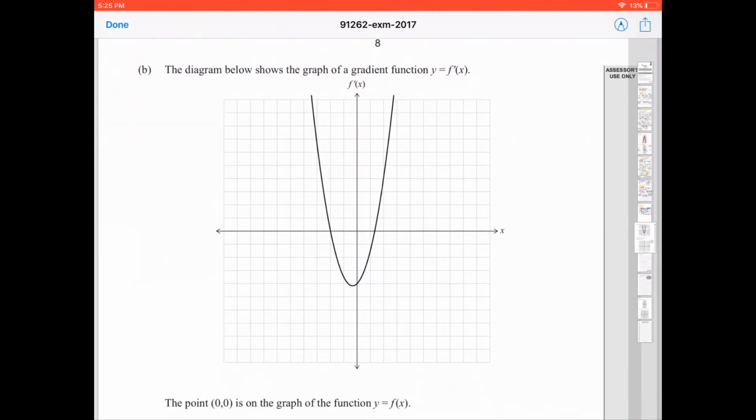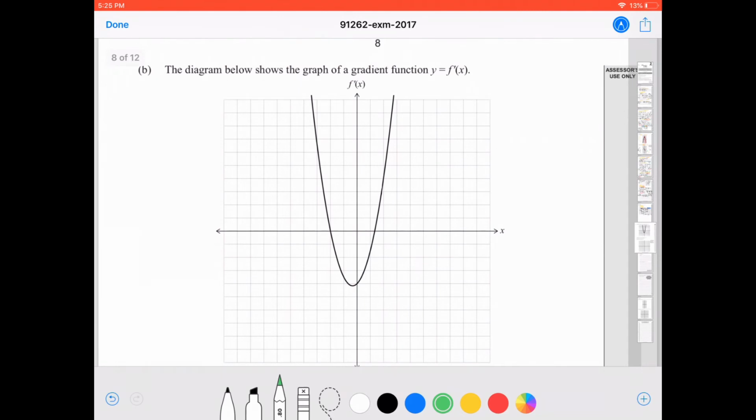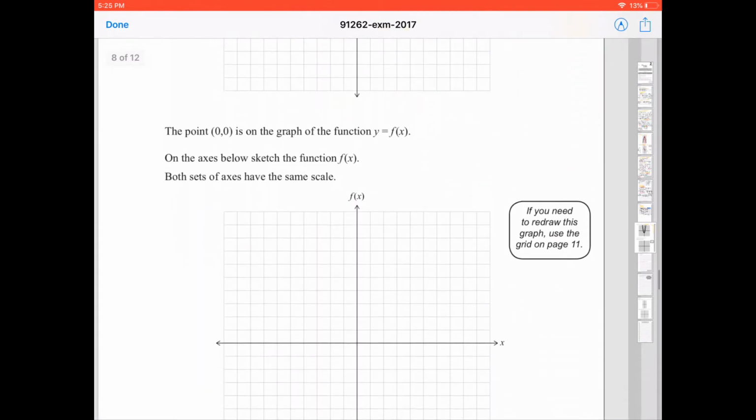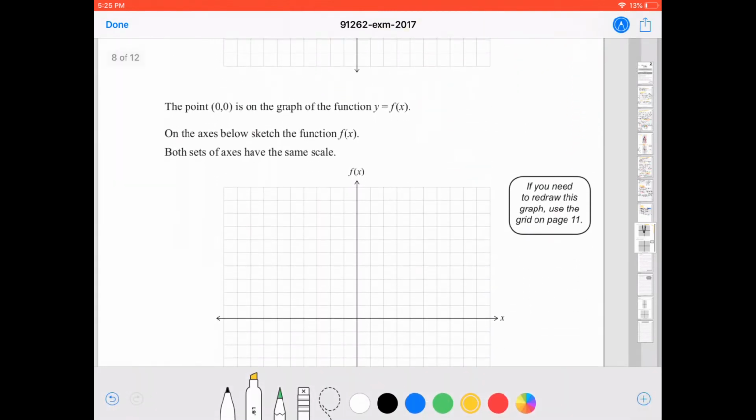So one of these diagram questions again. The diagram below shows the graph of the function y equals f dash of x, okay? And I assume they're going to have us write f of x. Yeah, so the point (0, 0) is on the graph of the function y equals f of x. On the axis below, sketch the function f of x. Both axes have the same scale. So they want us to sketch f of x.